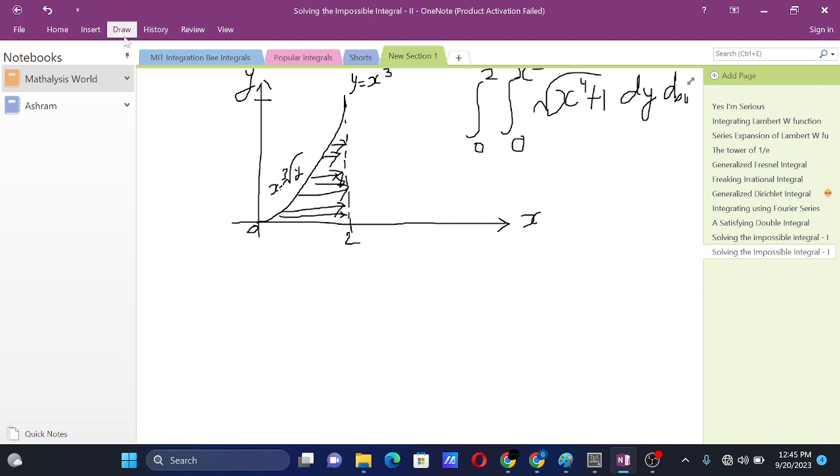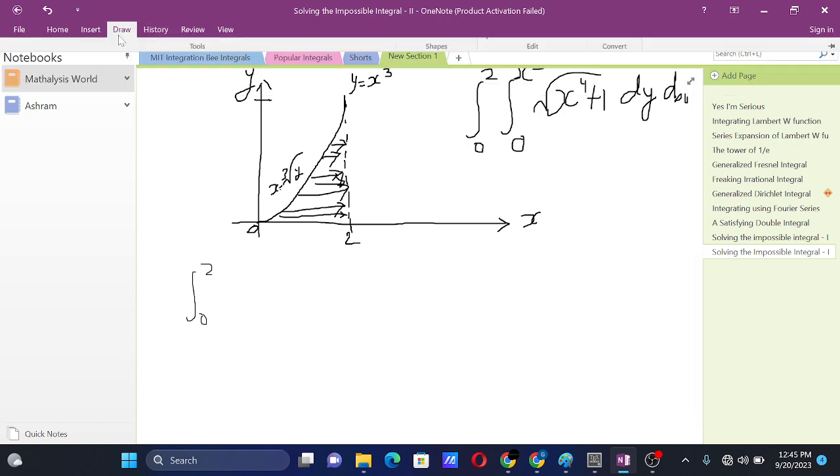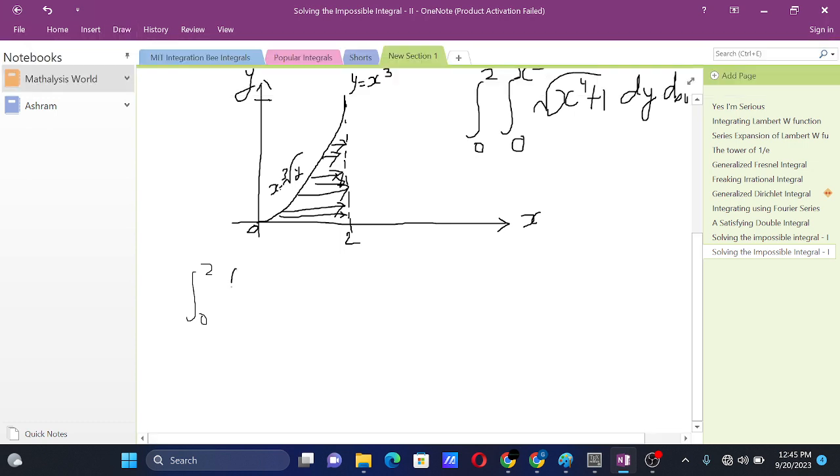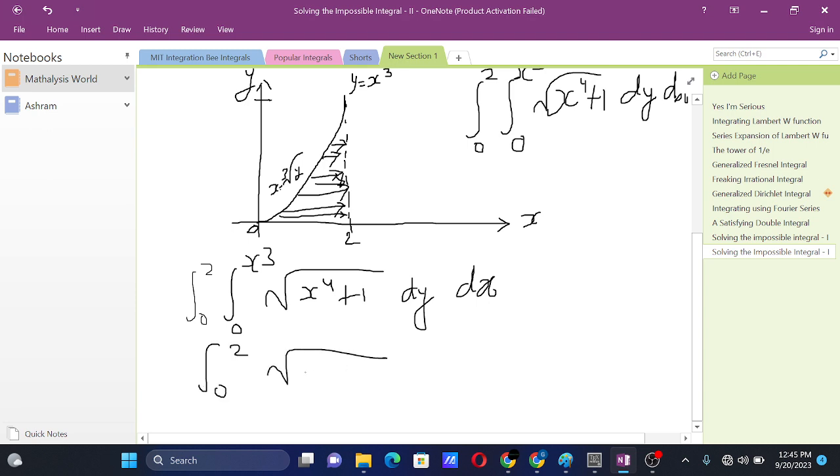So we have this integral from 0 to 2, and then from 0 to x cube, square root of x to the power 4 plus 1, dy dx. Earlier we had to integrate this expression, but now this is constant in the y world, so it's going to be easier for us. Root of x to the power 4 plus 1 times y is our integral, going from 0 to x cube, dx.